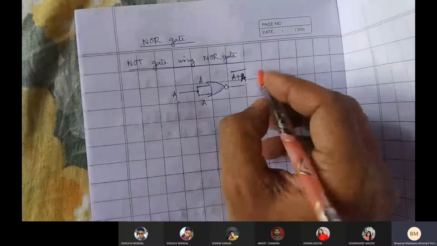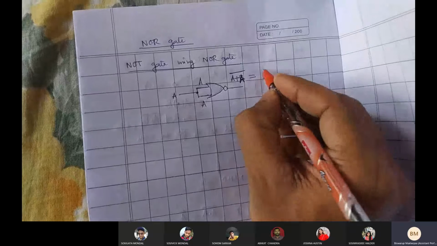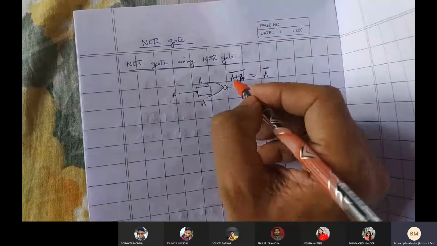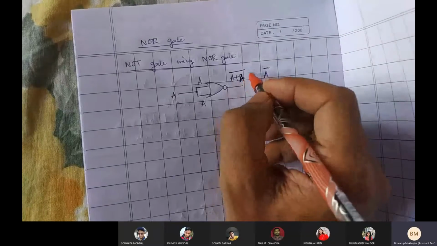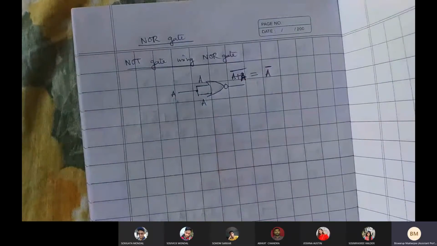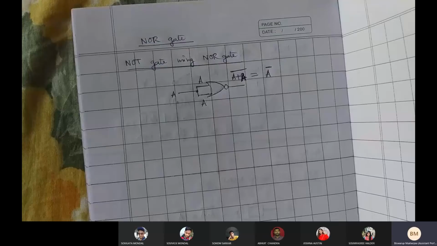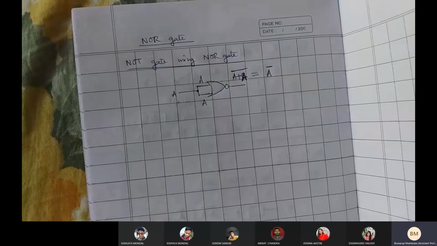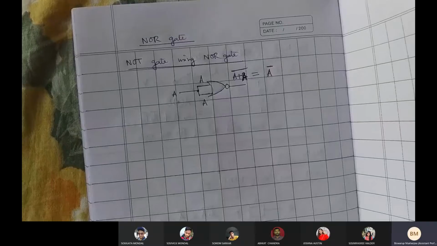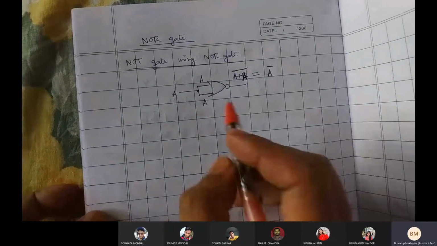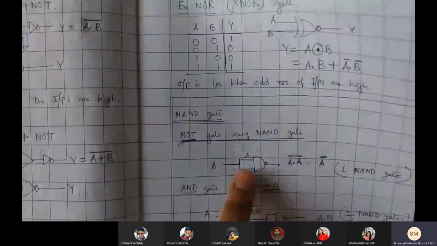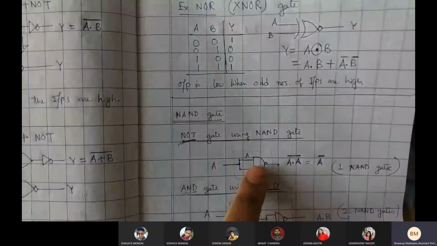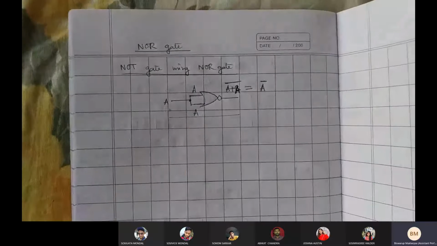So if it is A plus A complement, what does it mean? It means A complement. Why? Because 0 plus 0 equal to 0, and 1 plus 1 is also 1. So whatever be the value of A, A plus A is equal to A. So A plus A whole complement is equal to A complement. You can see the schematic looks the same like your NAND based NOT, except in this case that is NAND, and here I have used a NOR.